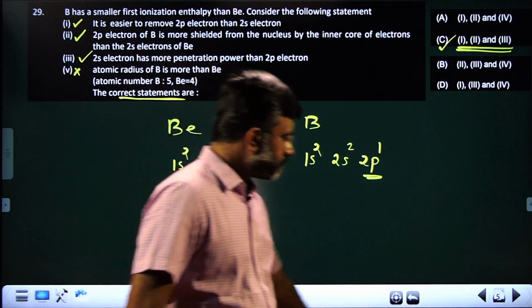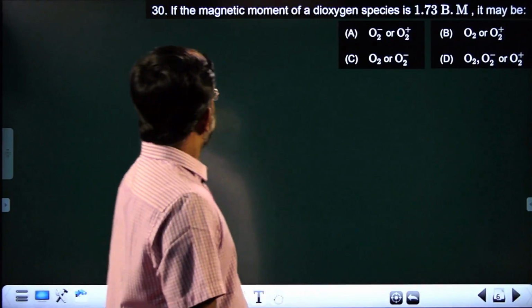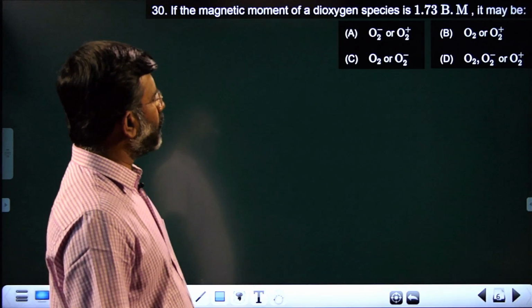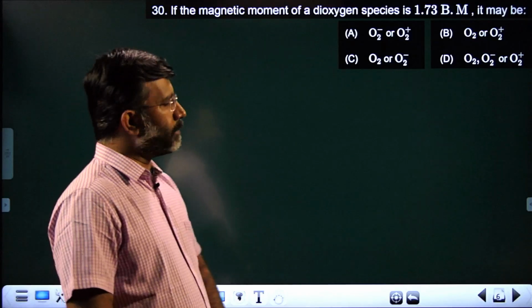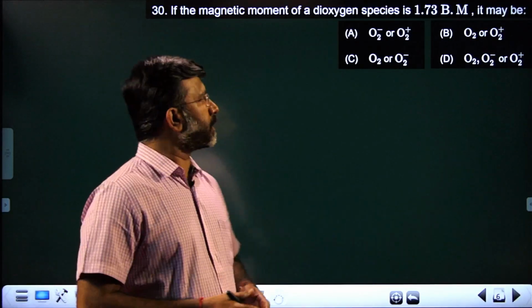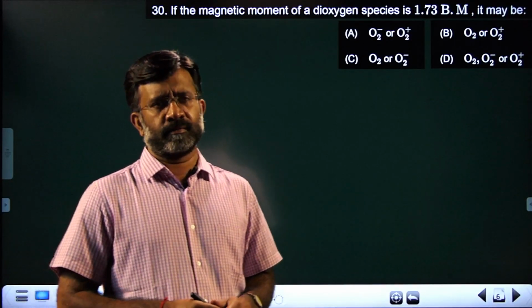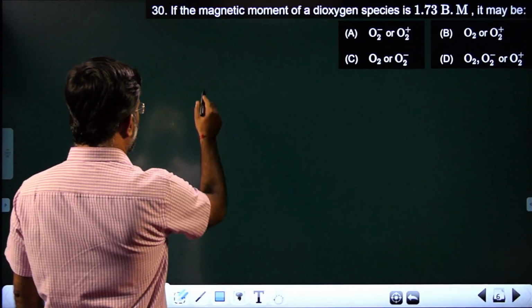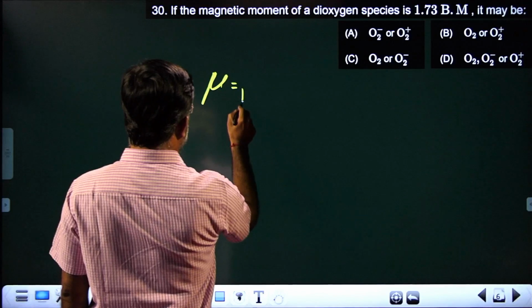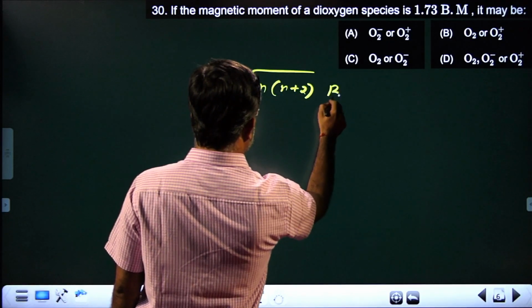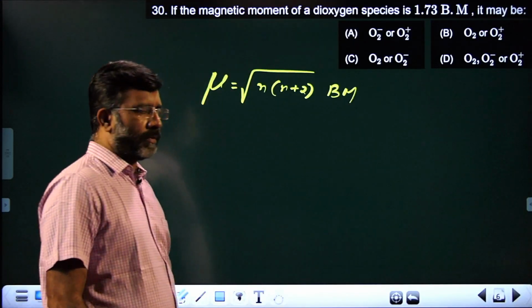Next question. If the magnetic moment of a dioxygen species is 1.73 Bohr magneton, it may be... 1.73 Bohr magneton means there is one unpaired electron. According to the equation, all of you know, mu is equal to root of n into n plus 2 Bohr magneton, the spin-only magnetic moment.